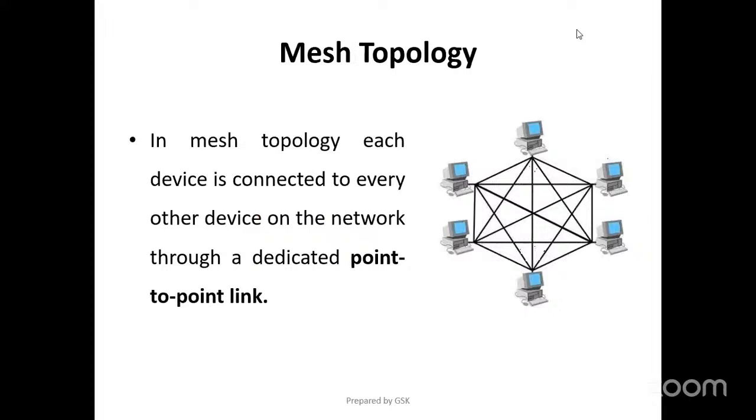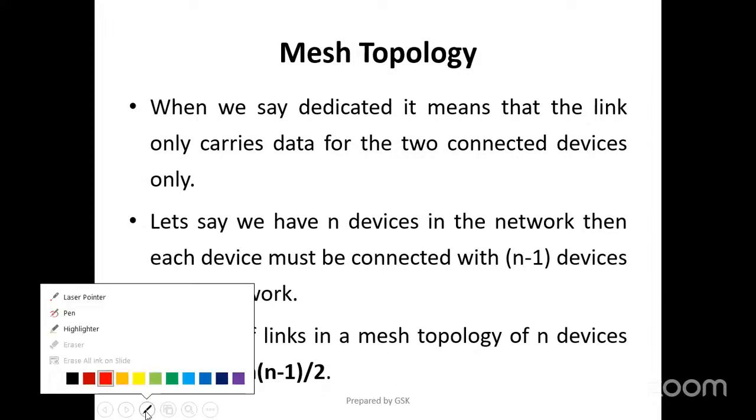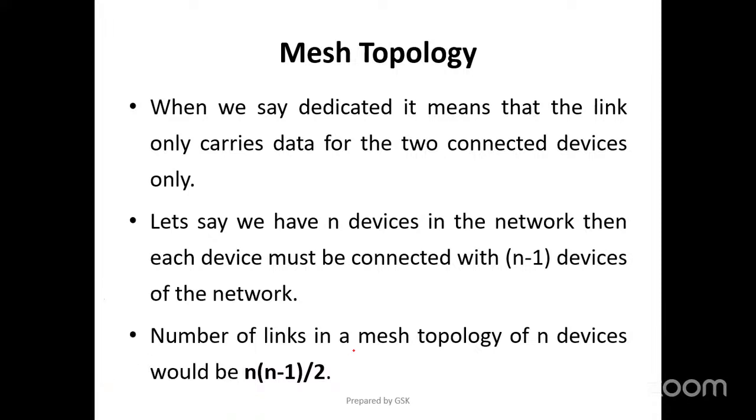Mesh topology. Here, each and every node in the network is connected to all other nodes in the network with a dedicated line, with a point to point link. You can observe this image. All the devices are connected to the other devices with a dedicated link. So this is the architecture of mesh topology. And an important point you need to remember: the number of links in a mesh topology of n devices is n into n minus 1 by 2, where n equals the number of devices in that particular network topology.